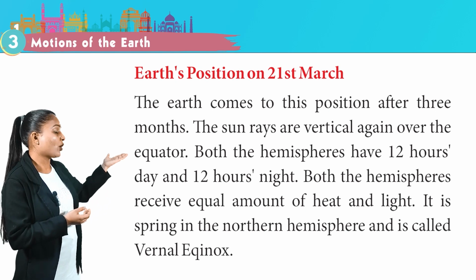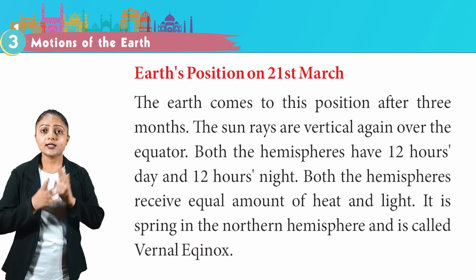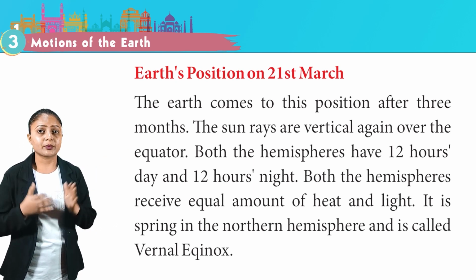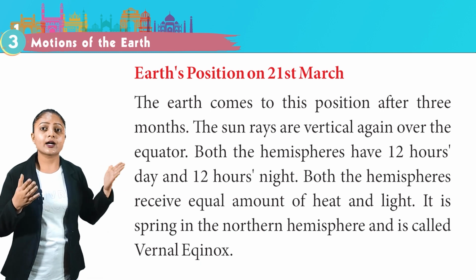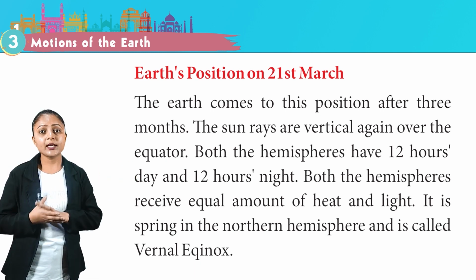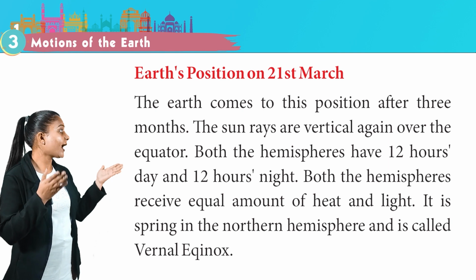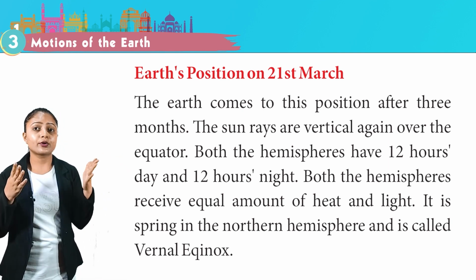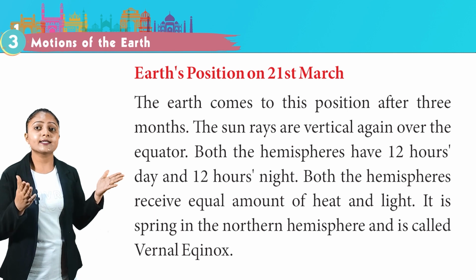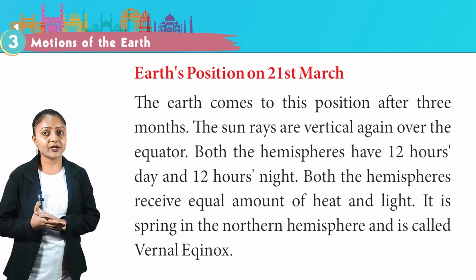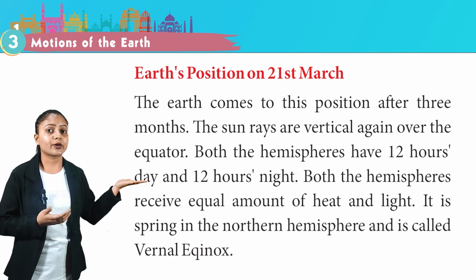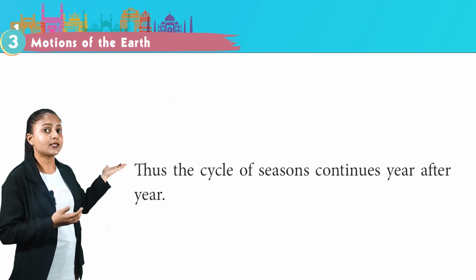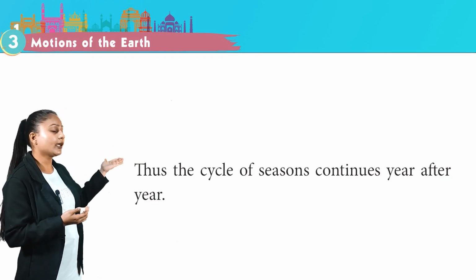Earth's position on 21st March. The Earth comes to this position after 3 months. The sun rays are vertical again over the equator. Both the hemispheres have 12 hours day and 12 hours night. Both the hemispheres receive equal amount of heat and light. It is spring in the northern hemisphere and is called vernal equinox. Thus, the cycle of seasons continues year after year.